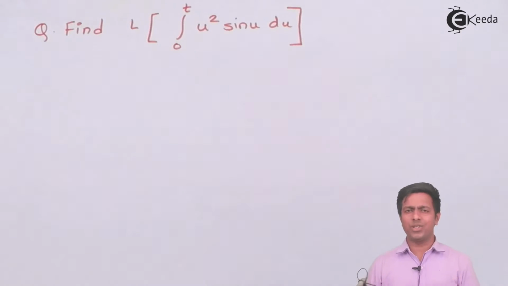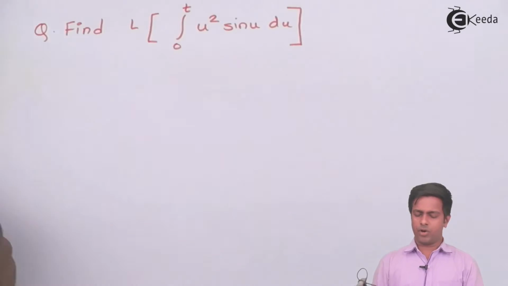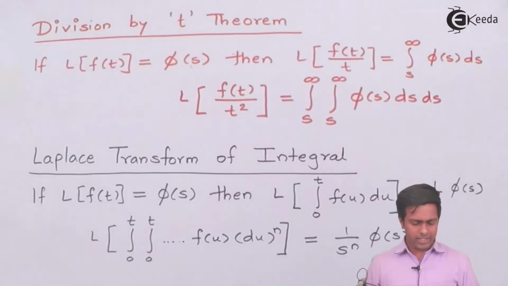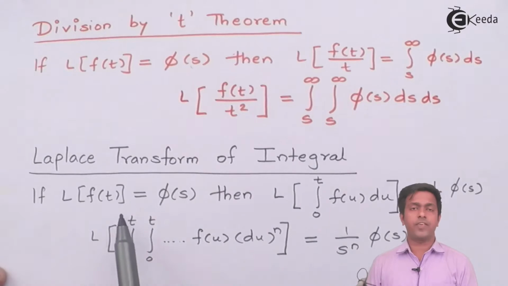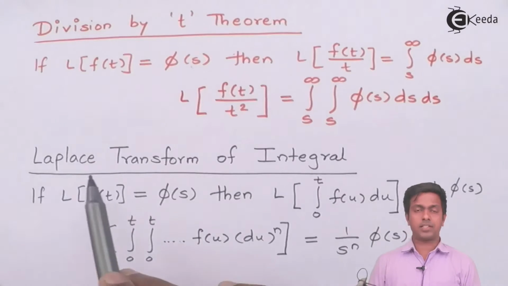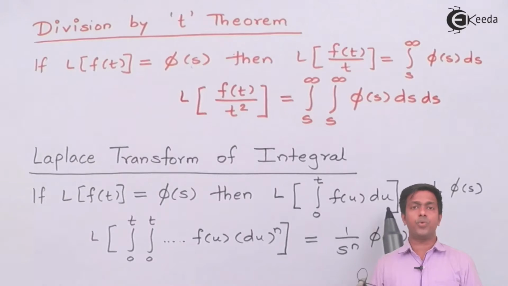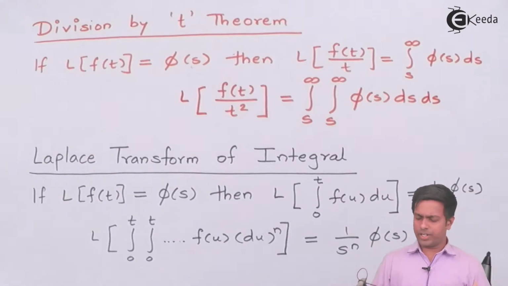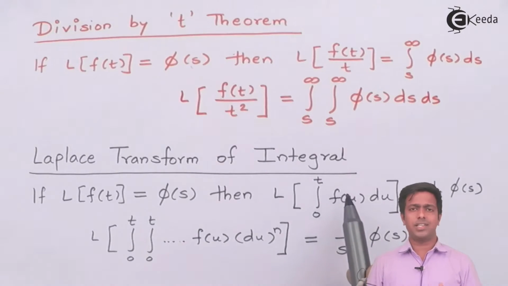So before starting the solution, let's see what is the Laplace transform of integral. So here on the screen you can see that if Laplace transform f of t is phi of s, then by the Laplace transform of integral, Laplace of integration 0 to t f of u du is given by 1 upon s phi of s. Now guys, don't get confused between f of t and f of u, because here we are going to consider this f of u as f of t only.